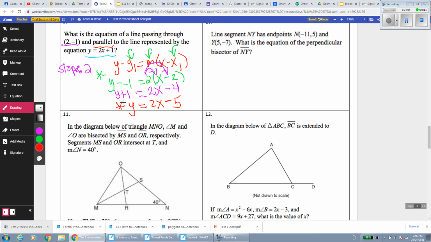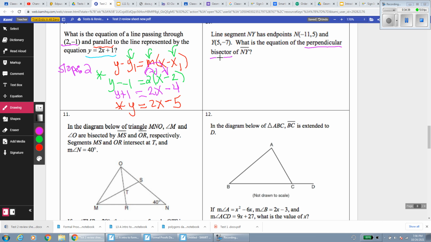The next question says that line segment NY has endpoints N (-11, 5) and Y (5, -7). And we need to write the equation of the perpendicular bisector of NY. So 2 parts there, perpendicular bisector. So remember, perpendicular lines have negative reciprocal slopes. And remember that bisectors, since they cut a line segment in half, always pass through the midpoint. So we're going to need 2 things here. We're going to need our slope.